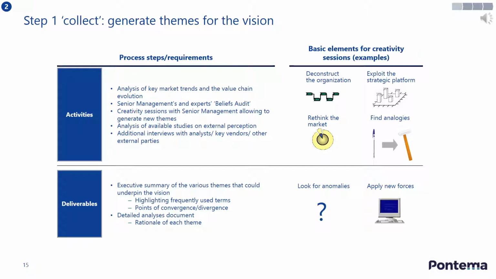The first step is about focusing on creativity. As well as conducting an analysis of key trends affecting the organization, time needs to be spent rethinking the market the organization operates in and understanding changes in the value chain. For an end deliverable, what the team should be looking to produce is a list of vision themes that will be used for further analysis.